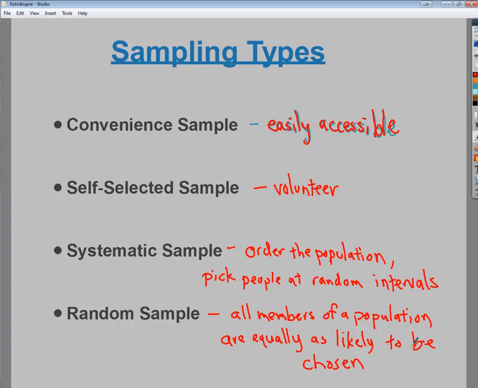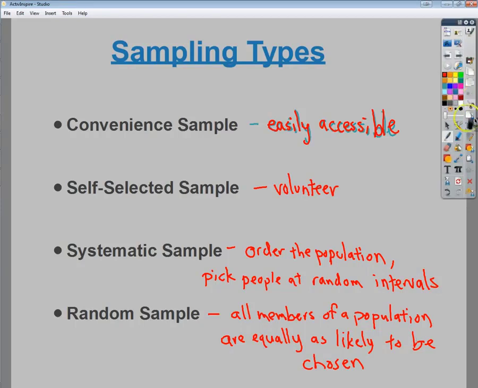So those are the sampling types. So convenience, it's just easy for the person who's doing it. So the person who's sampling, it's simple for them. Self-selected sample means that they volunteered. Systematic sample means you order the population in some way, and then you use random intervals to pick them. And then a random sample, where everybody has the same likelihood to be picked for your sample group as anybody else.